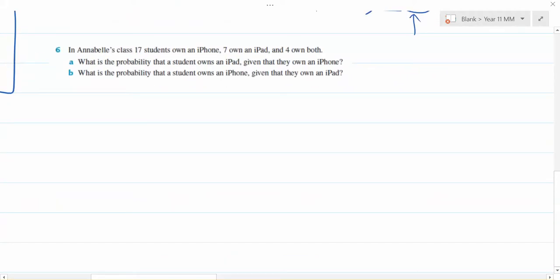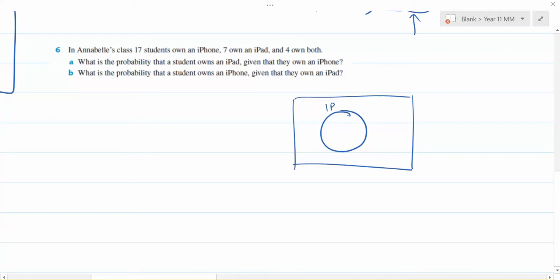Same drill. In Annabelle's class, 17 students own an iPhone, 7 own an iPad, and 4 own both. So again, same idea. In this case, they didn't tell me the total number of students, so I might as well just use a Venn diagram. You got an iPhone, and you got an iPad.